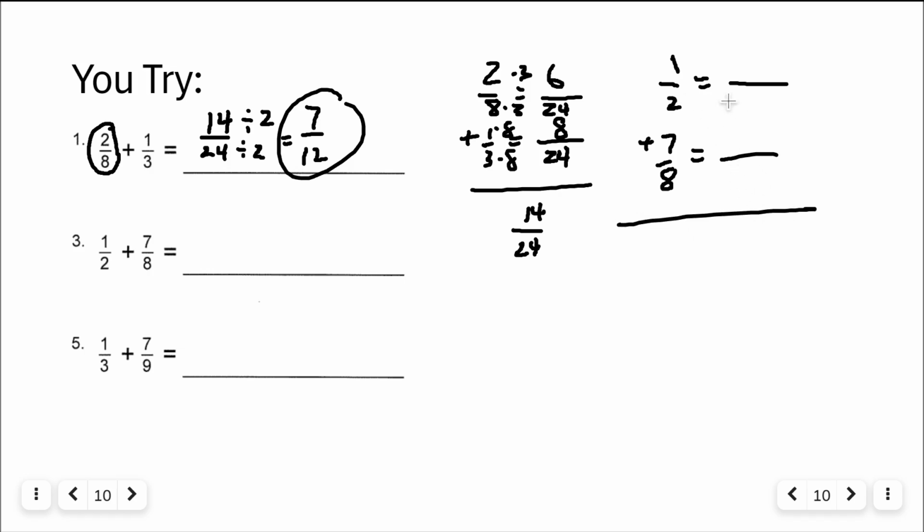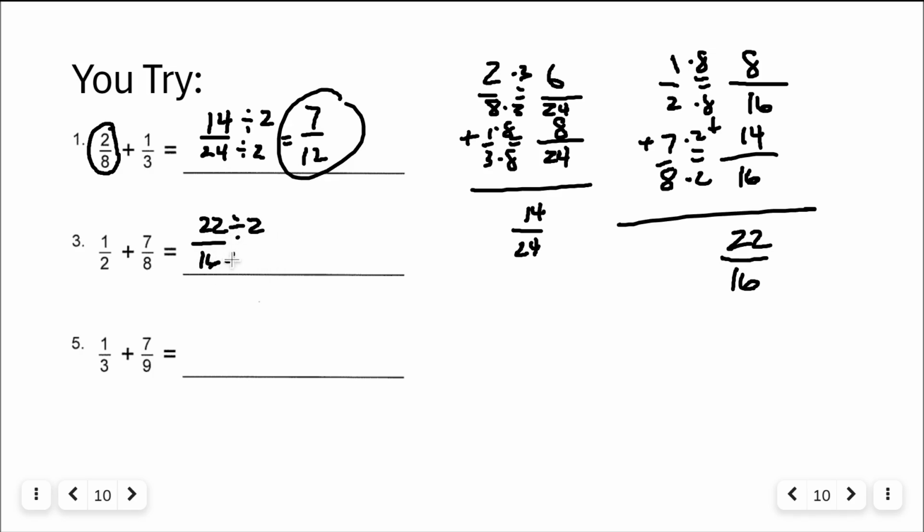In this case, between 2 and 8, it's a 16. So I'm going to multiply the top fraction by 8. Gives me 8 up top. Multiply by 2 on the bottom. Gives me 14 on the bottom. 8 and 14 is 22 over 16. Oh, wait. I didn't find the least common denominator because 2 divides in evenly to each one of these. So that's 11 over 8. Or I can write it as a mixed number, 1 and 3/8.